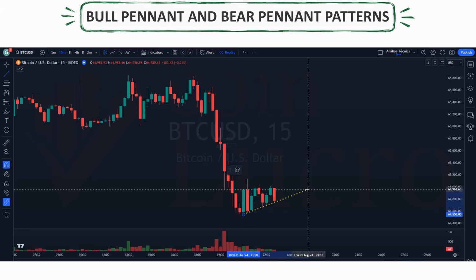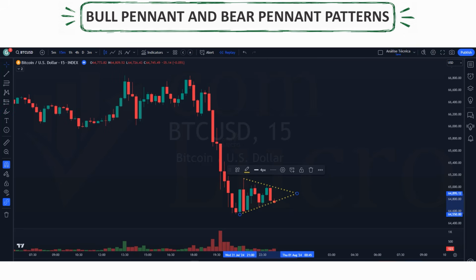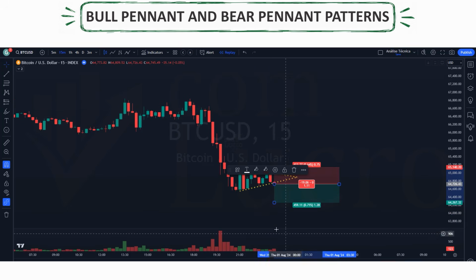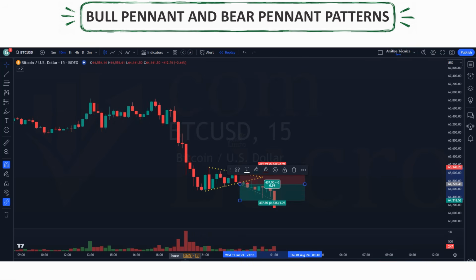Similarly, in a bear pennant, the market experiences a sharp decline, forming the flagpole. After this drop, the price consolidates into a symmetrical triangle. When the price breaks below the support line at the triangle's base, the bear pennant is confirmed, signaling the continuation of the downtrend and offering short selling opportunities.